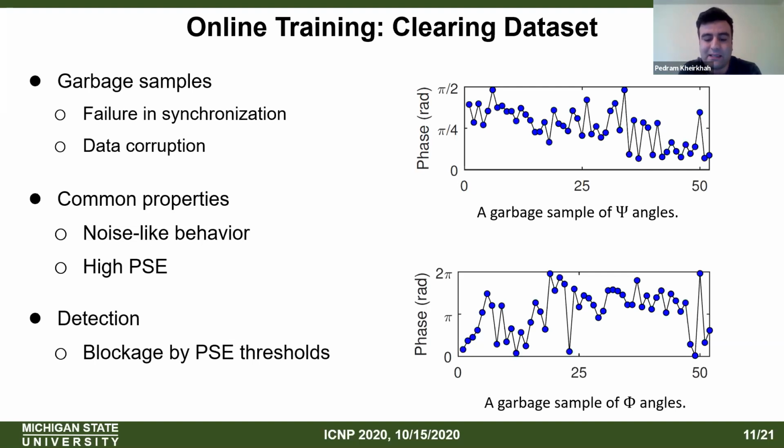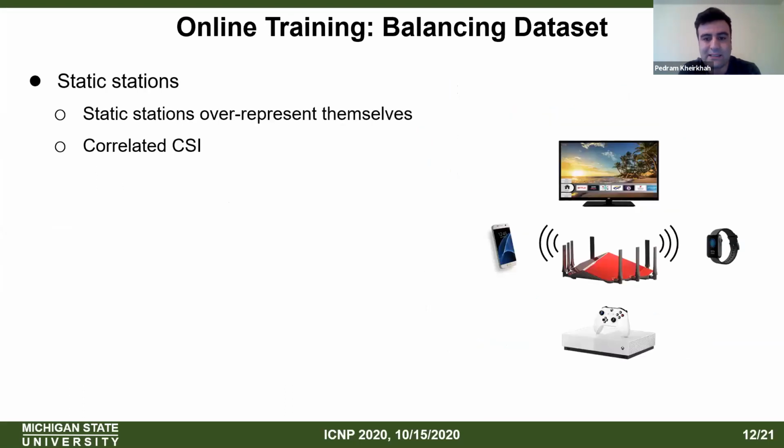Now that we detected and blocked this garbage sample, we have a clean data set. And the question is, is it ready to train an autoencoder based off this data set? The answer is no, because imagine a typical wireless network, including a smart TV. The smart TV is there for a long time, so its historical data has high correlation. After cleaning the data set, we expect to have a data set which is overoccupied by these static nodes. So if we use that data set for training an autoencoder, that autoencoder highly likely works in favor of these static nodes because they overrepresent themselves.